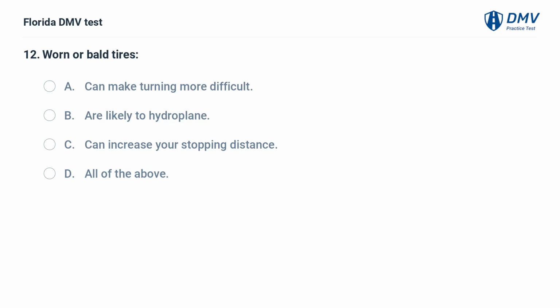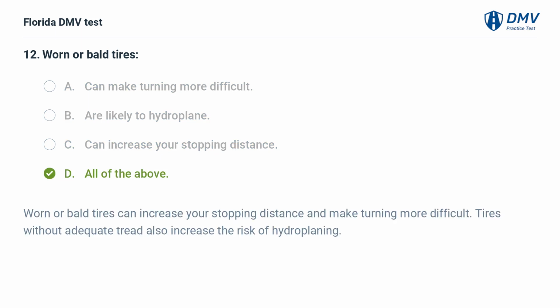Worn or bald tires, A, can make turning more difficult. B, are likely to hydroplane. C, can increase your stopping distance. D, all of the above. Worn or bald tires can increase your stopping distance and make turning more difficult. Tires without adequate tread also increase the risk of hydroplaning.